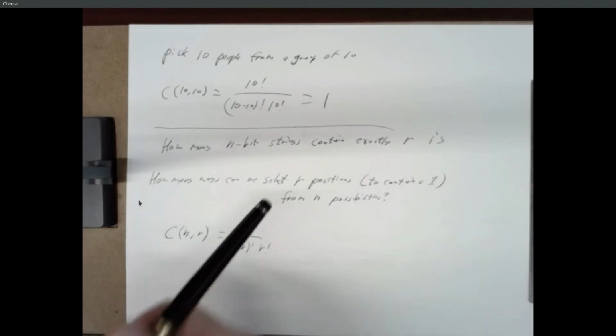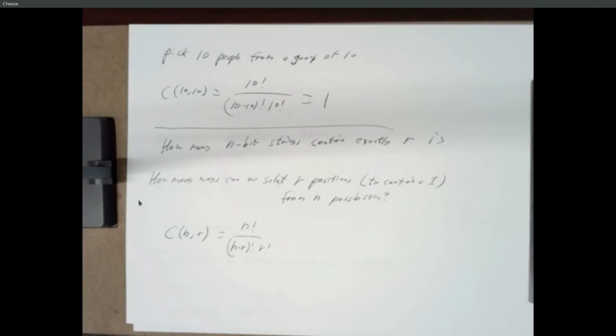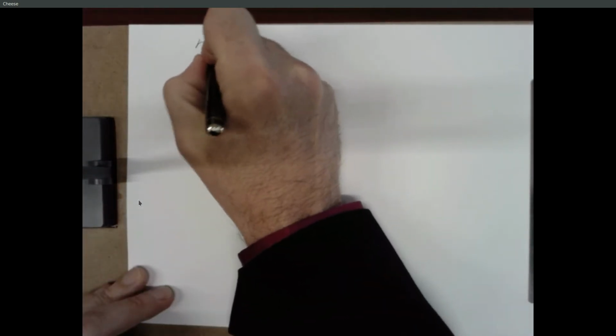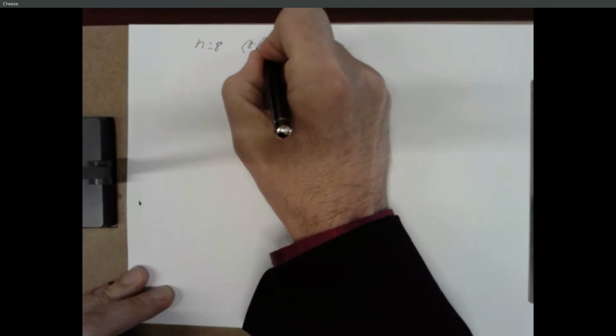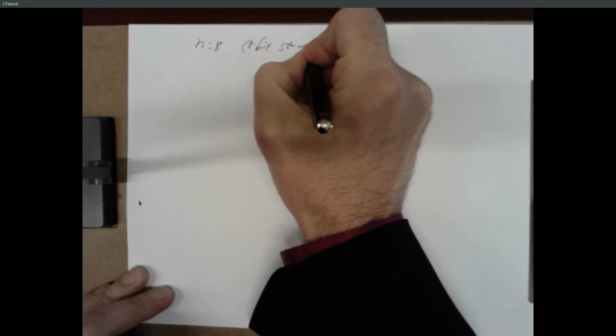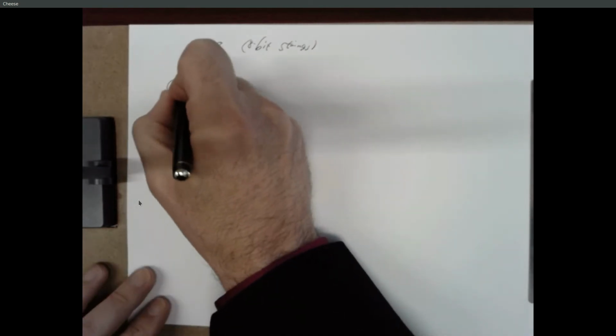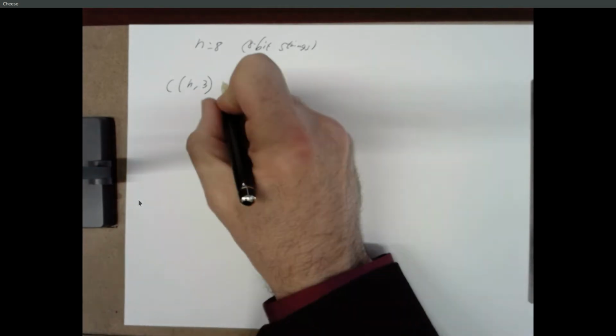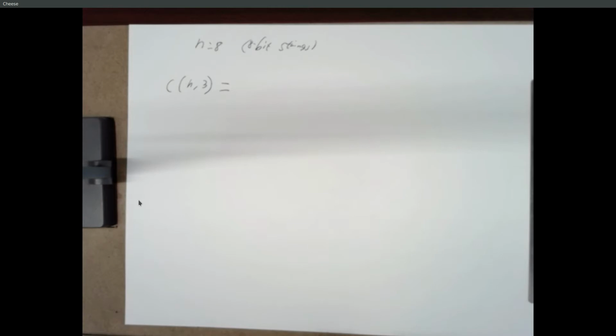Well, if we think about this question, we can start seeing some interesting things here. So let's just keep with this question, n-bit strings containing r ones. Let's fix n at 8. So we're thinking about 8-bit strings. How many 8-bit strings contain 3 ones? That's C(8, 3).